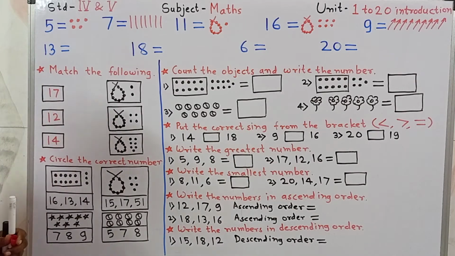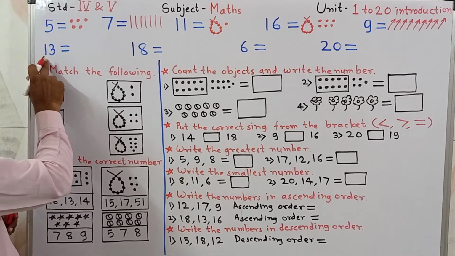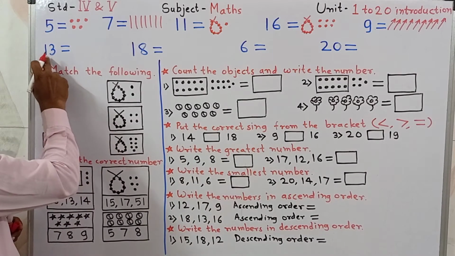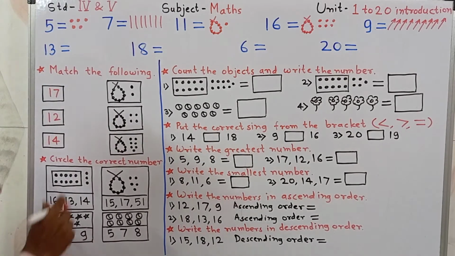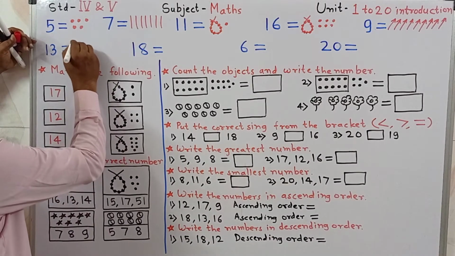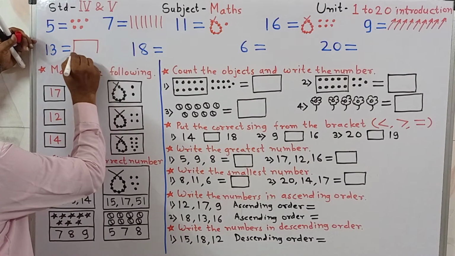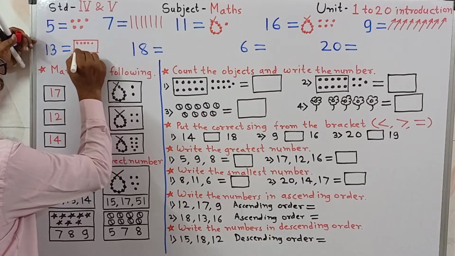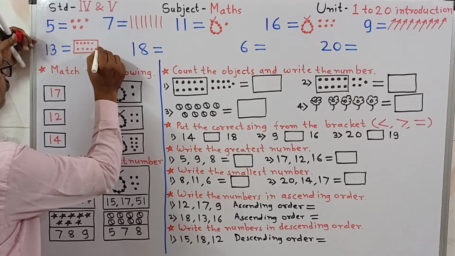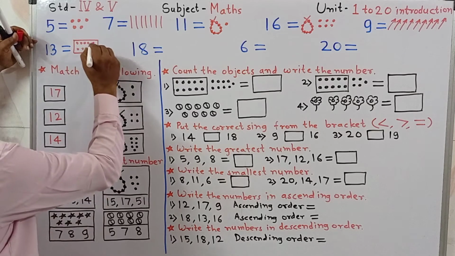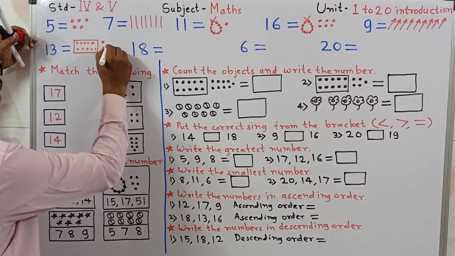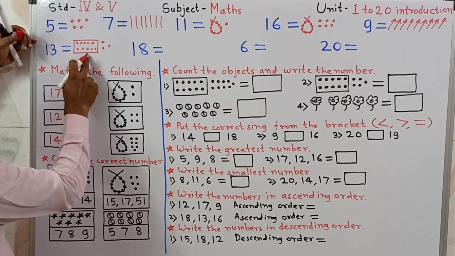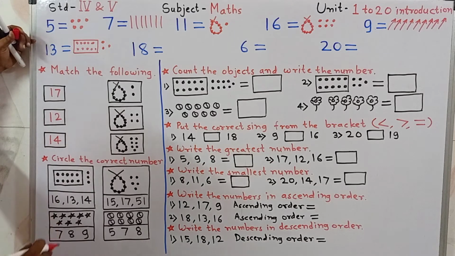13. 13 means 1 ten, 3 units. So write down. Draw. Listen here. 1, 2, 3, 4, 5. This is 1 ten and 3 units. 1 ten, 3 units, 13.